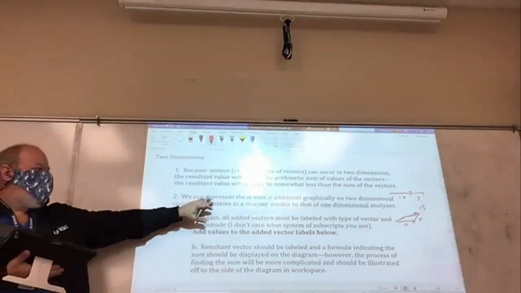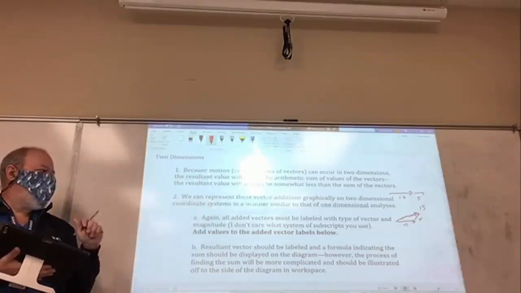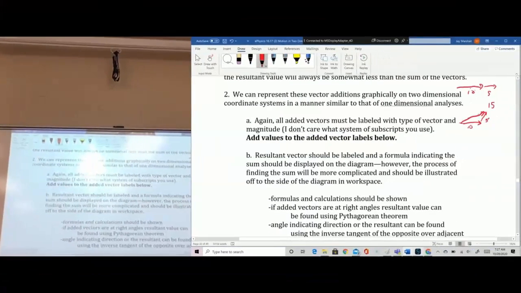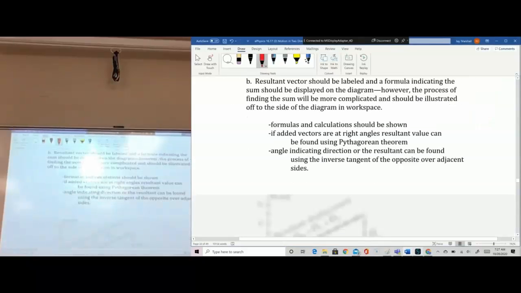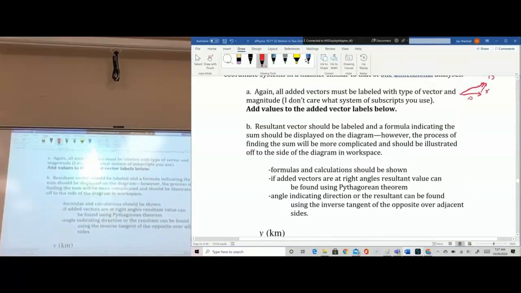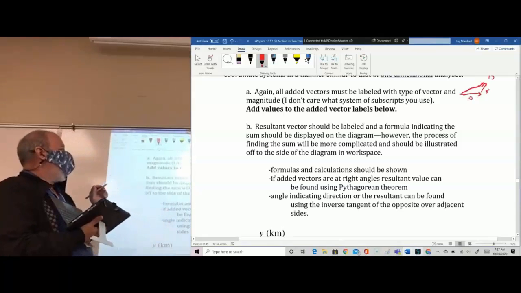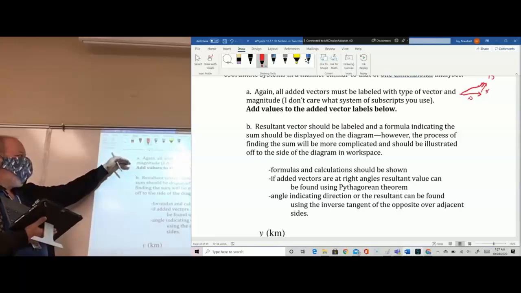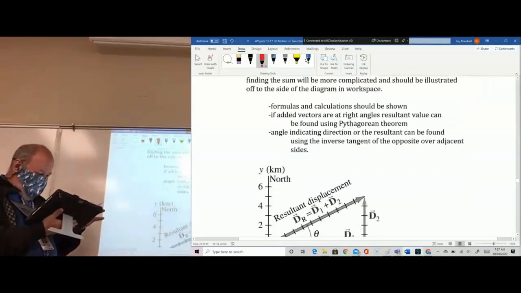Now, we can represent these vector additions graphically on 2-dimensional coordinate systems in a manner similar to that of 1-dimensional analyses. And our rules are going to be the same. Most of our rules are going to be the same. All added vectors must be labeled with the type of vector and the magnitude. And you're going to add the values to the added vector labels below, down here.